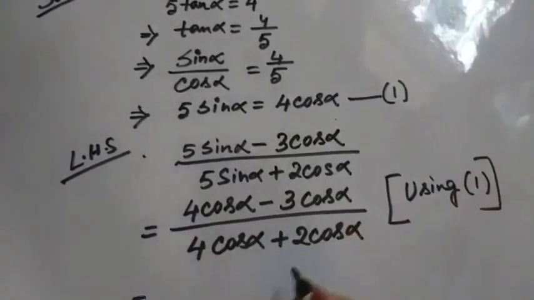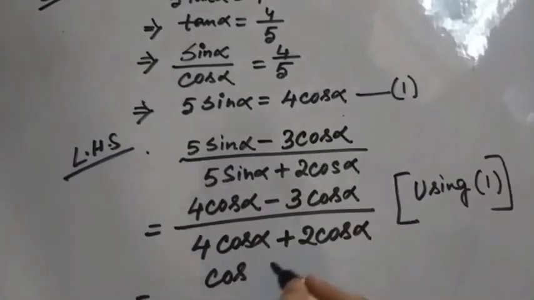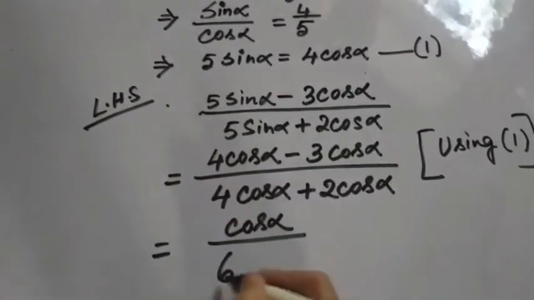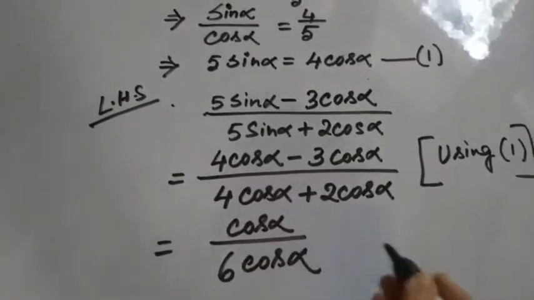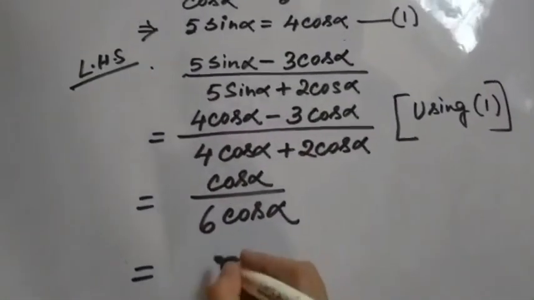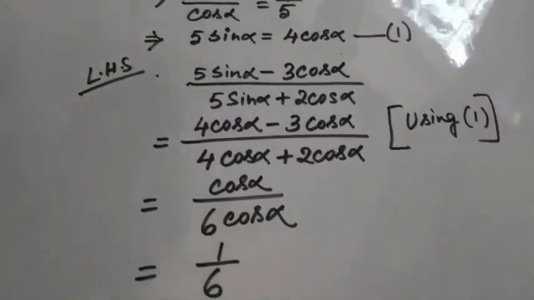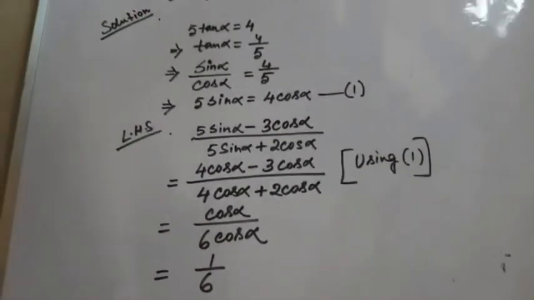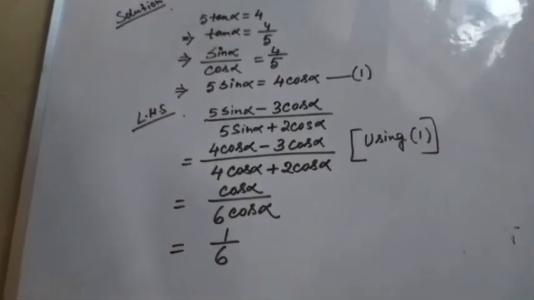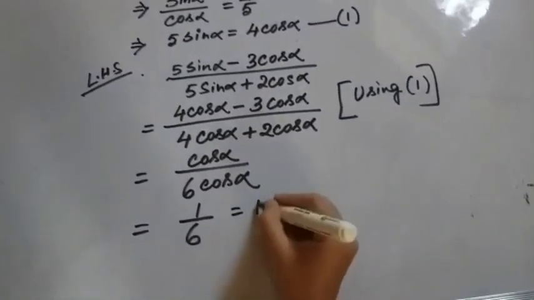Now 4 cos alpha minus 3 cos alpha will be cos alpha, and 4 cos alpha plus 2 cos alpha will be 6 cos alpha. So this cos alpha will omit, that will be 1 by 6. That means what is given in the question? The value will be 1 by 6. That means it is proved. So it will be RHS.